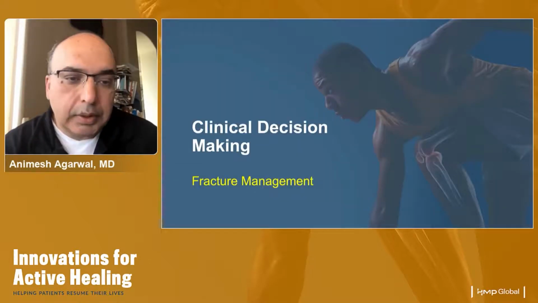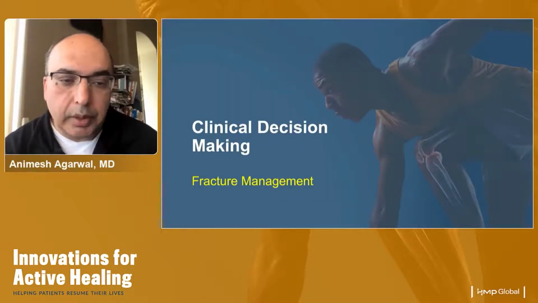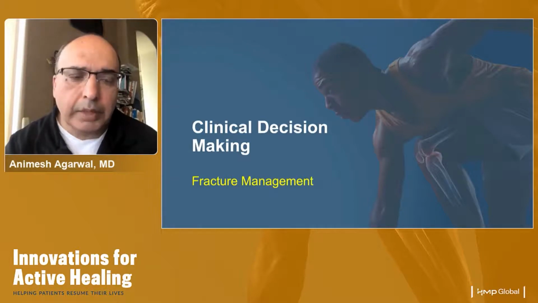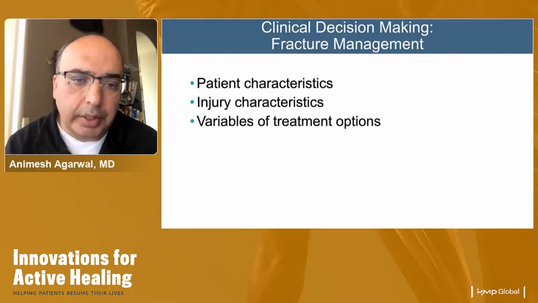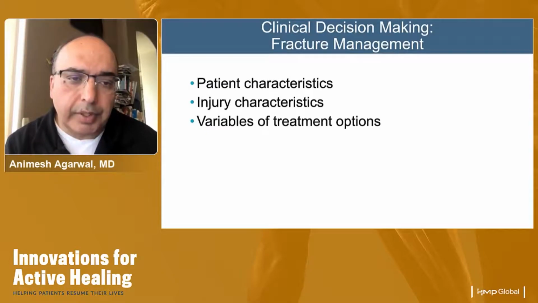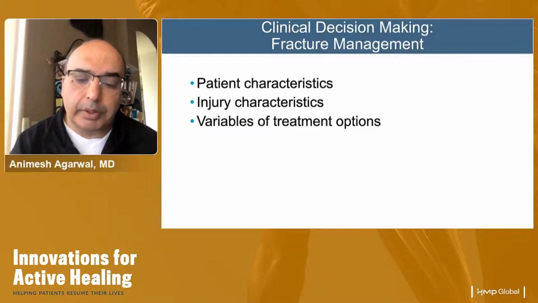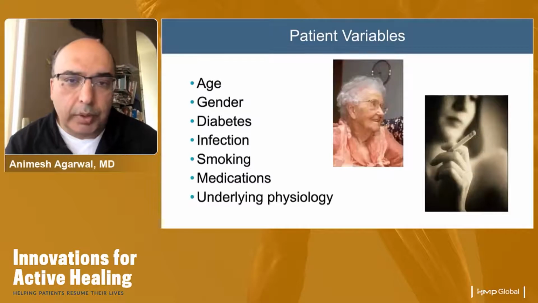So let's talk about clinical decision making in fracture management. As we mentioned before, there's patient characteristics, there are injury characteristics, and then the various variables of treatment options that we need to take into consideration when we manage fractures acutely. Obviously, one of the most important considerations are the patient variables.